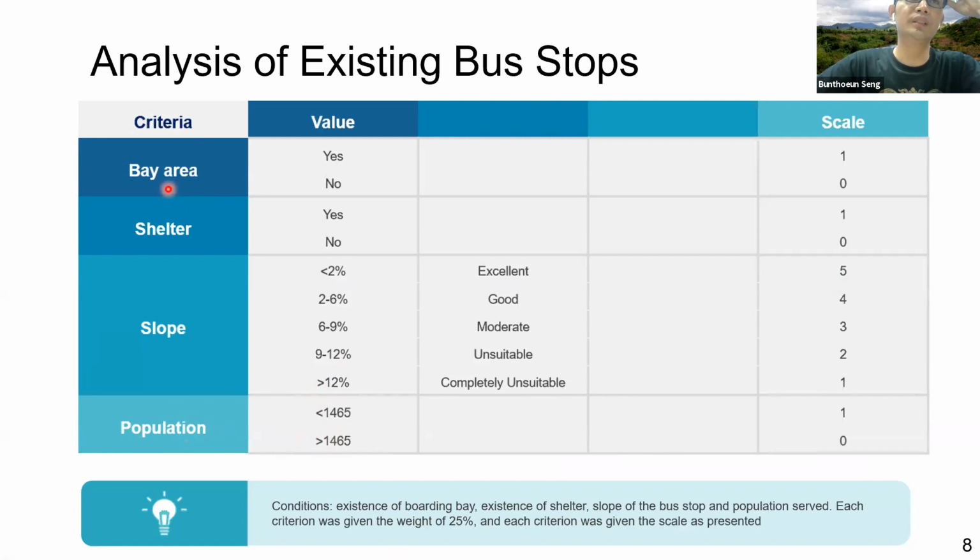So the first one is the bay area. It is defined as the place for the bus to park, and the shelter area is for the people waiting, considering the slope and the population density as well.